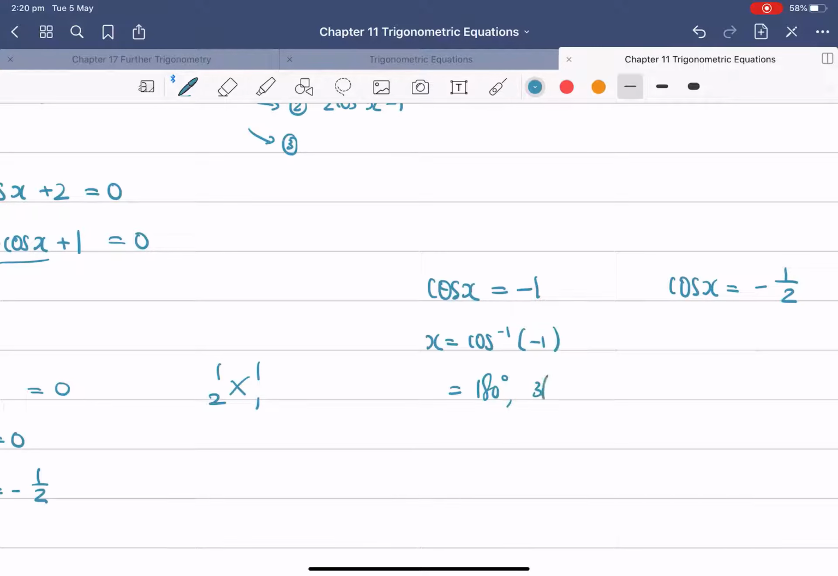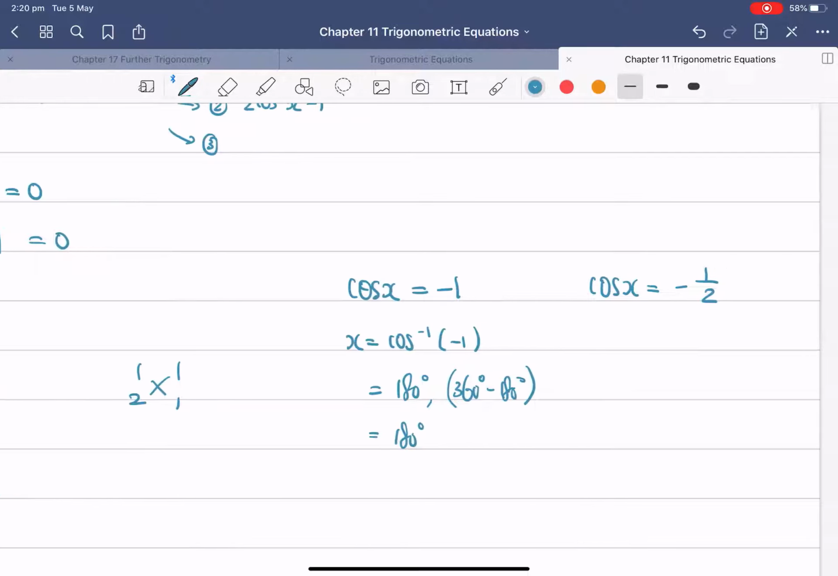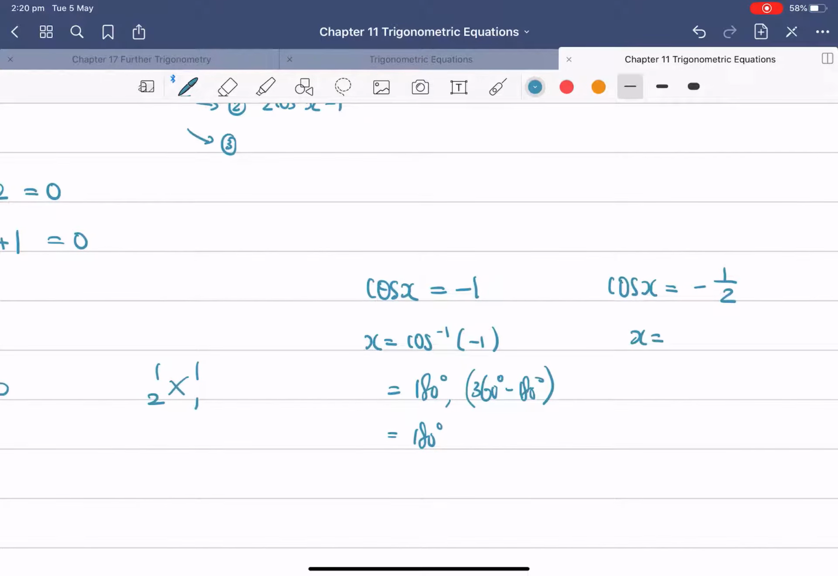For the second angle, it is 360 minus 180, which in this case still equals 180, so I don't have to write it twice. So that's 180 degrees for the first one. For the next one, x is equal to cos inverse of negative half.